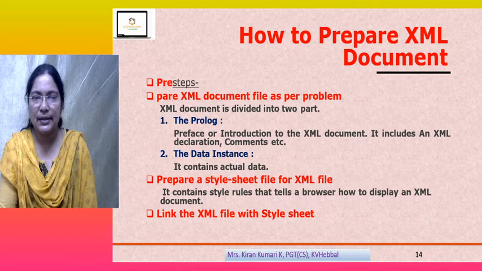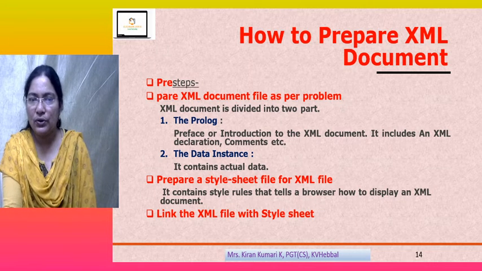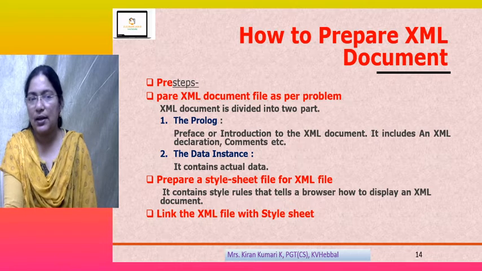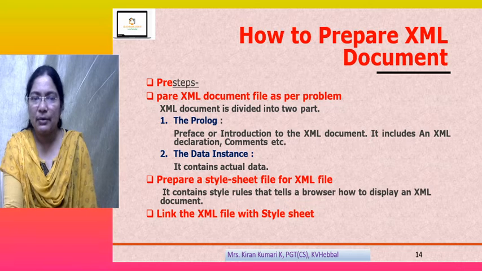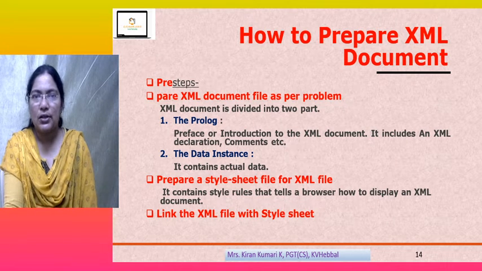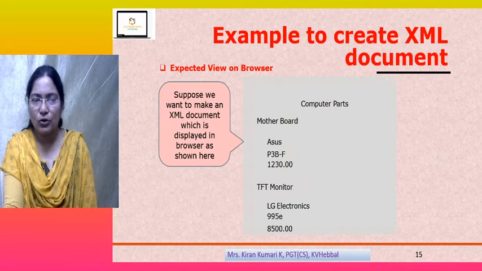The second step is to prepare a style sheet for the XML file, like the CSS cascading style sheet we have seen in the previous slide. It contains style rules that tell the browser how to display an XML document, and we link the XML file with the style sheet. So how do we do that? Let's go forth and see.